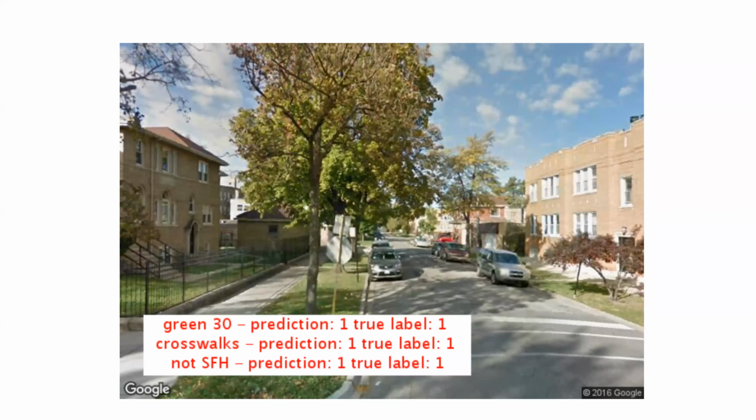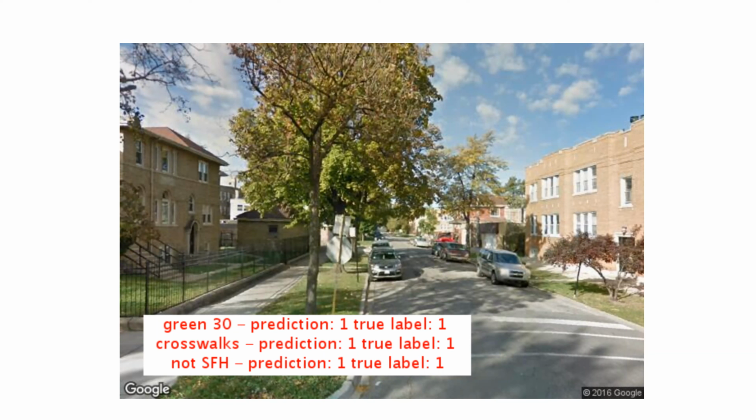So these are just some example pictures. This is an image where green 30 is indicated as 1 because it's quite ample landscaping. Crosswalks is 1, not single family home is 1. Not single family home means there is a building other than a single detached family home. So you see there are larger buildings here. And one thing to note, this crosswalk is right out in front, but we find that it's able to label correctly even if the crosswalk was at the other side of the image.